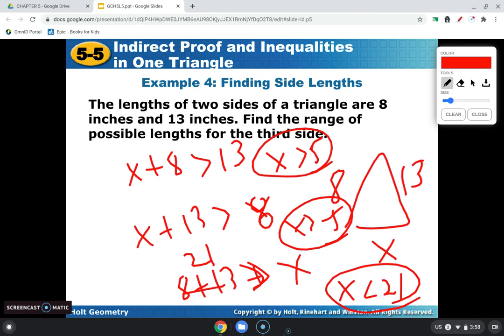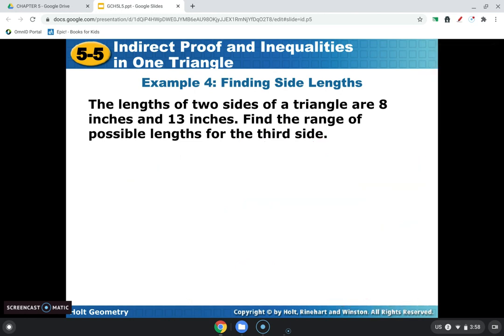So x is greater than 5 and x is greater than negative 5. Well, if you're bigger than 5, you have to be bigger than negative 5, so that gets rid of that. So your answer is going to be between 5 and 21: greater than 5, but less than 21. Usually you end up pitching one of your answers because you won't need it.